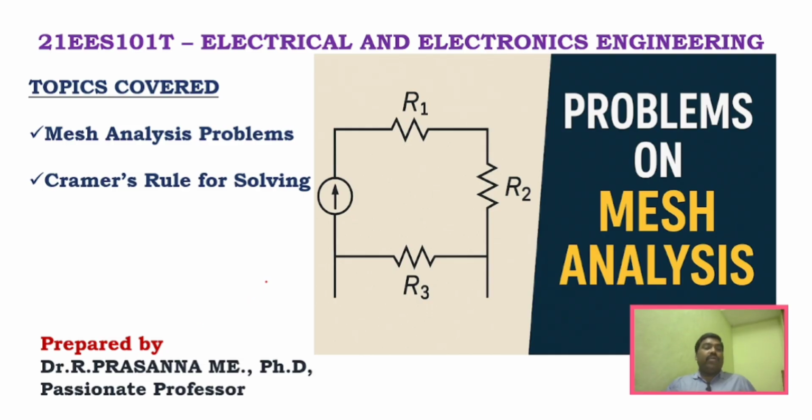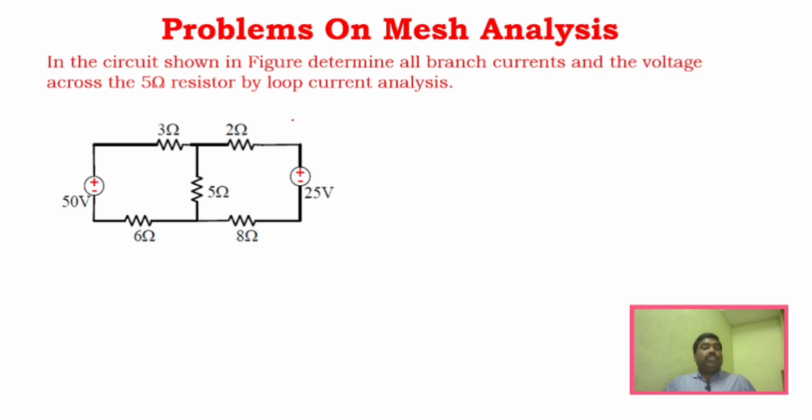So we will start the video with the problem. The question is given like this: in the circuit shown in figure, determine all branch currents and find the voltage across the 5 ohm resistor. So you need to find out the voltage across this particular resistor. As usual, you will find out the equations. First, we consider I1 and I2 both in the same direction, and you always assume I1 is greater than I2.